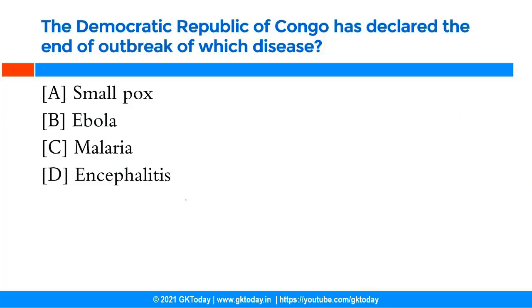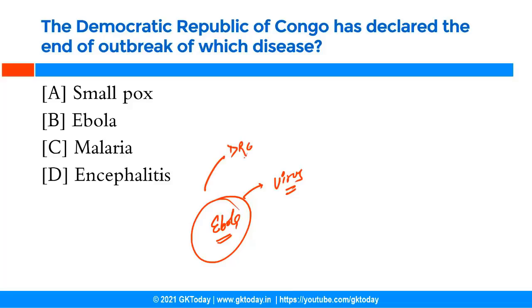Next question is, DRC, that is the Democratic Republic of Congo, has declared the end of outbreak of which disease? So it has declared the end of Ebola. This disease is caused by Ebola virus. Recently, DRC has declared the end of Ebola outbreak in the country. And this was ended with the help of a vaccine, MRK.N.